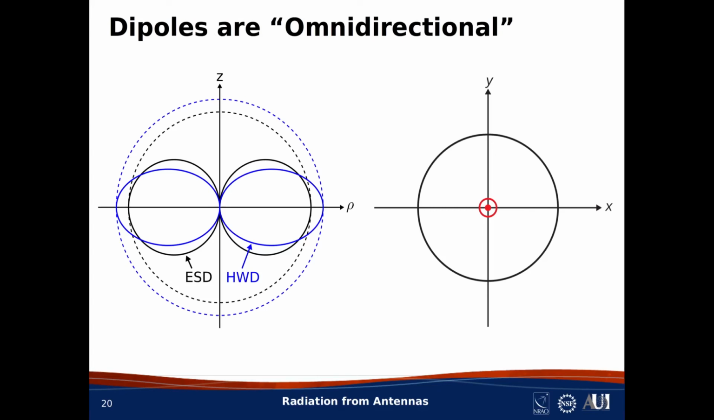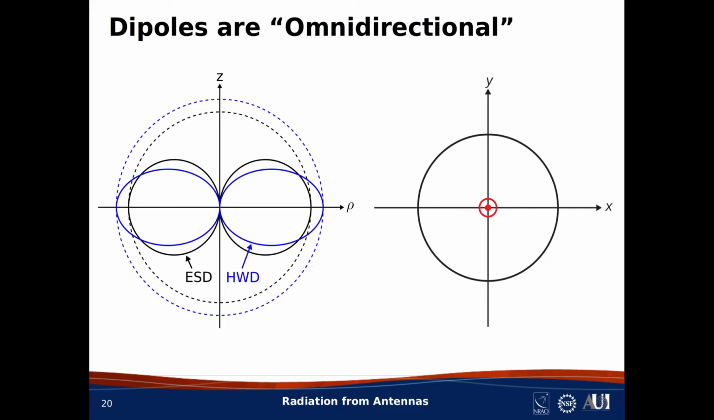In the previous slide, we examined only the pattern in one particular plane, namely a plane containing the z-axis. In this slide, we're looking at the pattern in a plane containing the x and y axes. That's the one shown on the right. In this plane, the pattern is uniform. That is, power density is constant with respect to phi. This should not be surprising since the dipole has perfect radial symmetry in this plane.